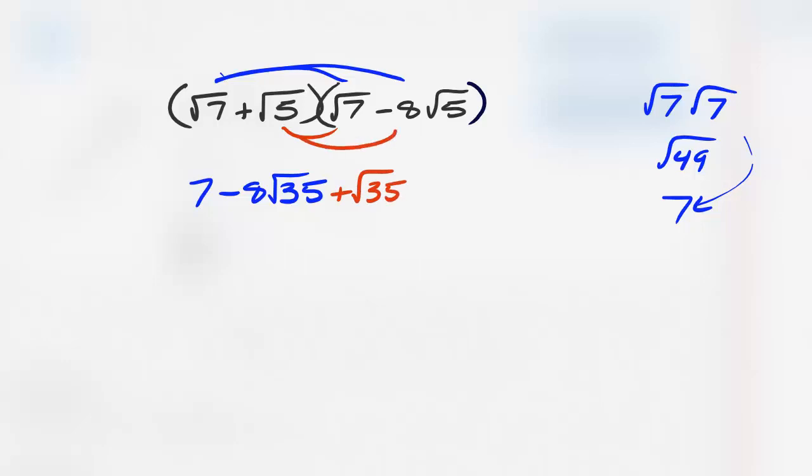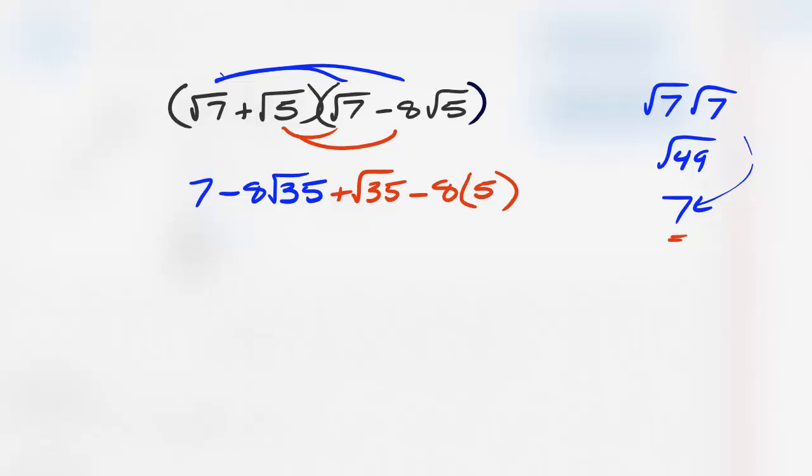And the square root of 5 times negative 8 times the square root of 5. This is negative 8 times the square root of 25. But I can use the same trick actually that I just used over here. The square root of 25 is 5, so this just becomes negative 8 times 5.